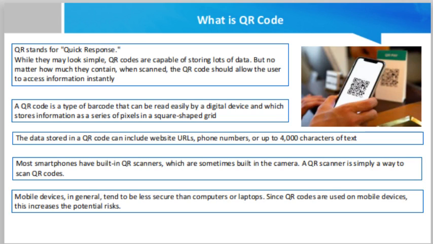Now, how do I scan a QR code? Friend, most smartphones have built-in QR scanners, which are sometimes built into the camera. A QR scanner is simply a way to scan QR codes. Some tablets, such as the Apple iPad, have QR readers built into their cameras. Some older devices may require a particular app to read QR codes. These apps are readily available on the Apple App Store and Google Play Store.